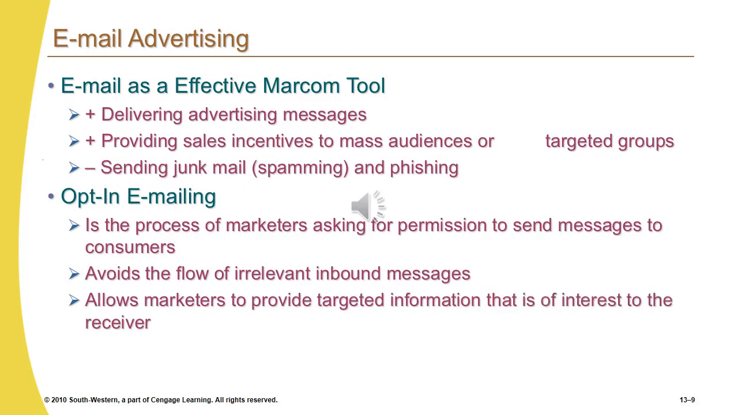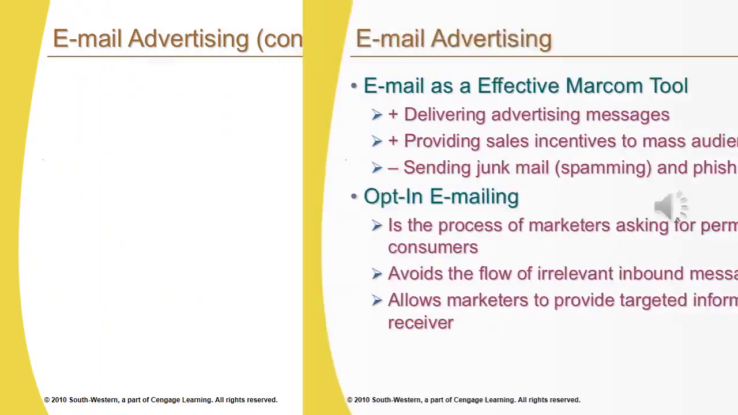Now we move to email advertising. Email is an effective marketing tool, because it can deliver advertising messages and provide sales incentives to mass audiences or targeted groups, but it can also be used for sending junk mail, spamming, and phishing. Opt-in emailing is the process of marketers asking for permission to send messages to consumers. It avoids the flow of irrelevant inbound messages. It allows marketers to provide targeted information that is of interest to the receiver.